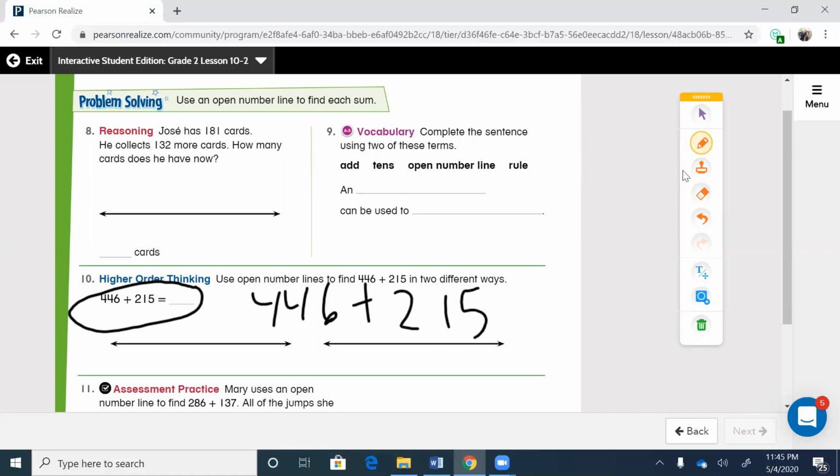We're just going to go to number 9 here and do the vocab real quick. Complete the sentence using 2 of these terms. Blank can be used to blank an open number line. Oh, I cannot write this. Too sloppy. Open number line can be used to add. That's right. Okay.